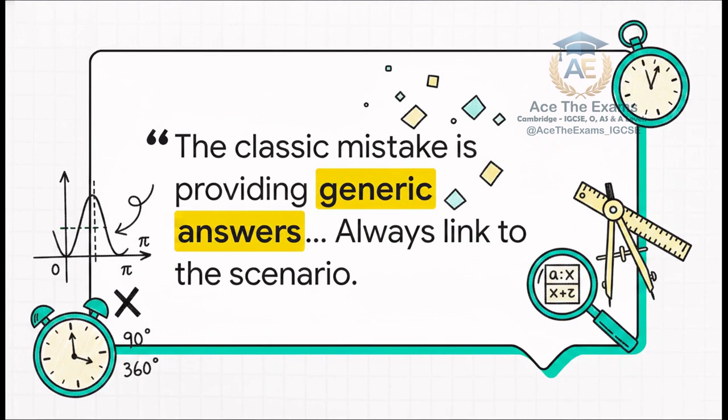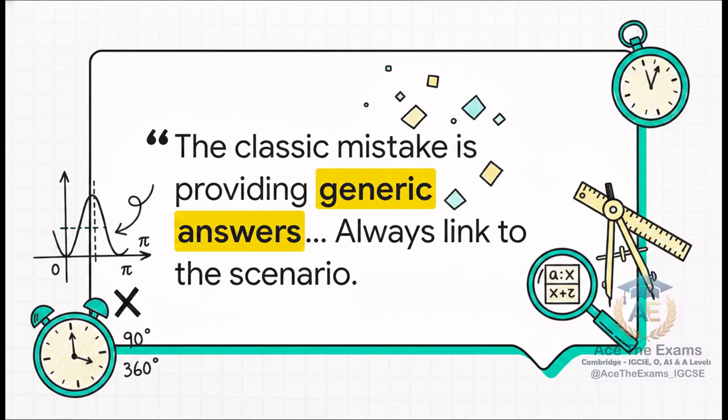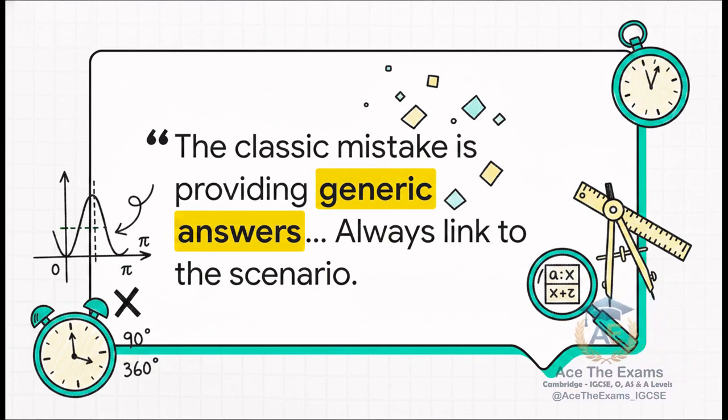So, the absolutely crucial takeaway here is summarized perfectly by this direct examiner quote. The classic mistake is providing generic answers not specific to the question context. Always link every point to the given scenario. Think about it. If the question explicitly asks for solutions between 0 and pi radians, and you give your answers in degrees, or you provide solutions that fall way outside that specified domain, you are throwing away easy marks. Contextualizing the mathematics to the exact boundaries given is an absolute necessity.